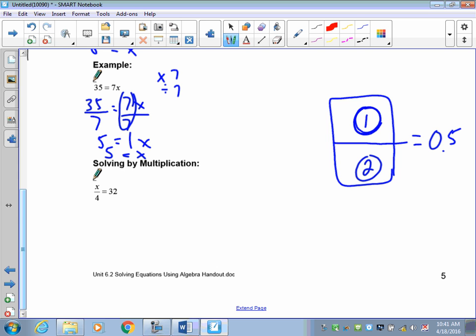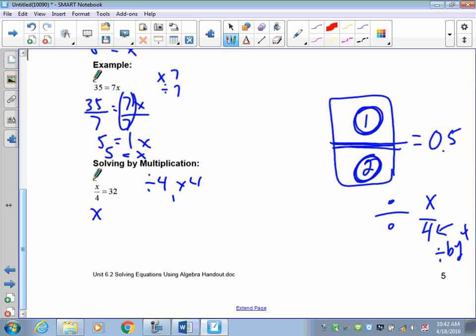So a fraction is simply just a big divide sign. All right? There's your numerator, there's your denominator, and there's the middle of your fraction. So whenever you see x over 4, that means you are dividing by 4. All right, let's go back over to the other side. If I'm dividing by 4, the opposite is to multiply by 4.